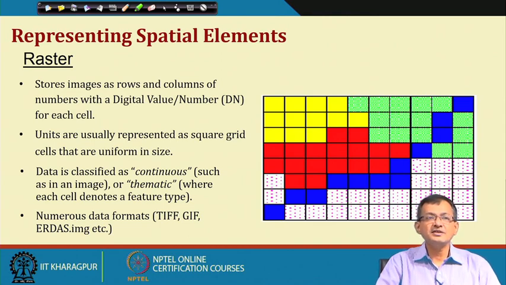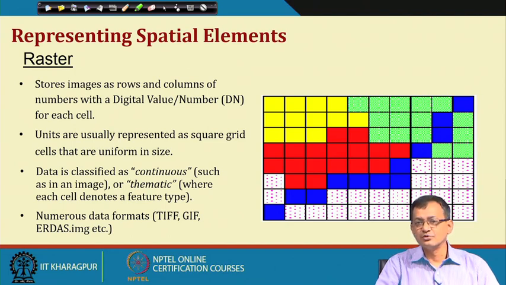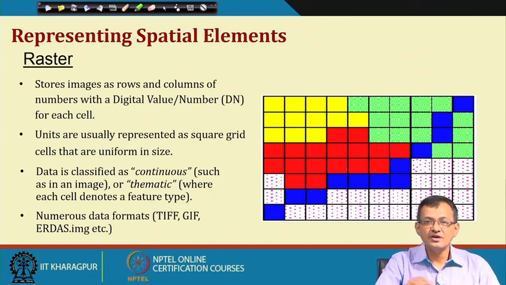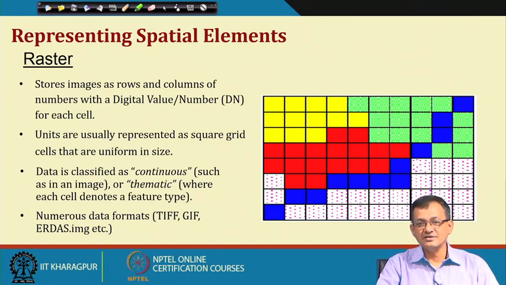So, we are looking at representations of spatial elements. This is the raster representation, which stores images as rows and columns. A direct example is graph paper with a digital value or number in each cell. So, this yellow is 4, green is 5, red is 1, and so on. Units are usually represented as a square grid that is uniform in size, which is the standard representation.